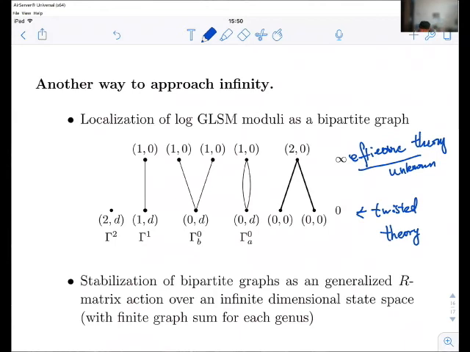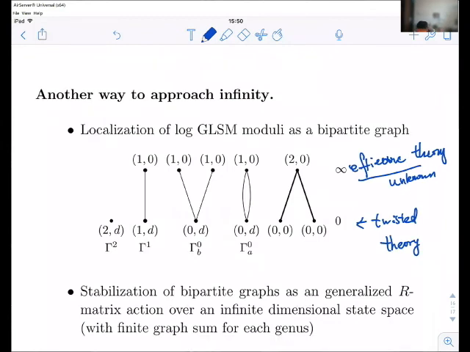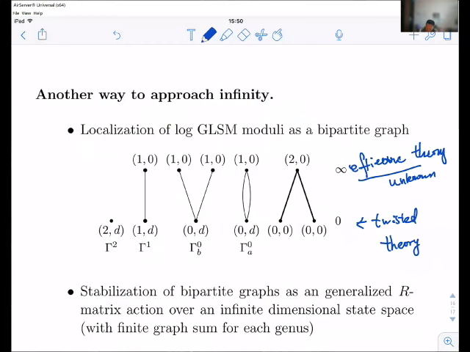So the result on this page claims that no matter what the effective theories are, we can define some effective constants. No matter what these effective constants are, this result will always hold. That's why we prove this for the extended quintic family. So we just know there are some constants that make the graph sum equal to the true quintic theory.